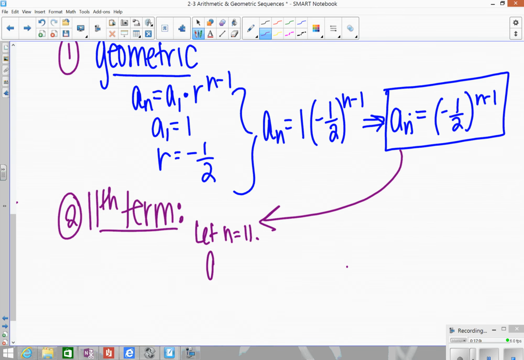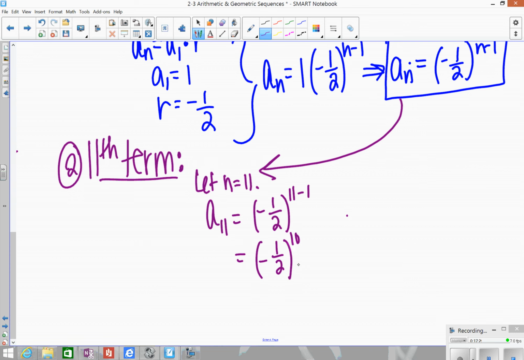So I have a sub 11 equals (-1/2) to the 11 minus 1, which really means (-1/2) to the 10th. I would simplify that first before you put it in your calculator. If you do put it in your calculator, just make sure that when you hit the caret, that whole thing is an exponent. So if you raise -1/2 to the 10th in your calculator, you will get 1/1024. So there's your answer to this question. The 11th term is 1/1024. So that's it for this.